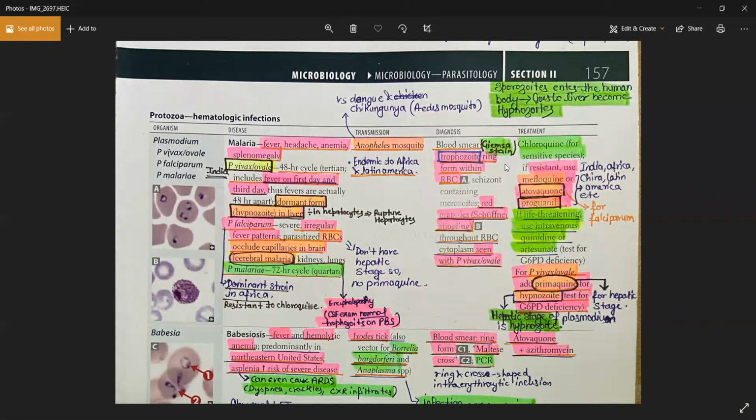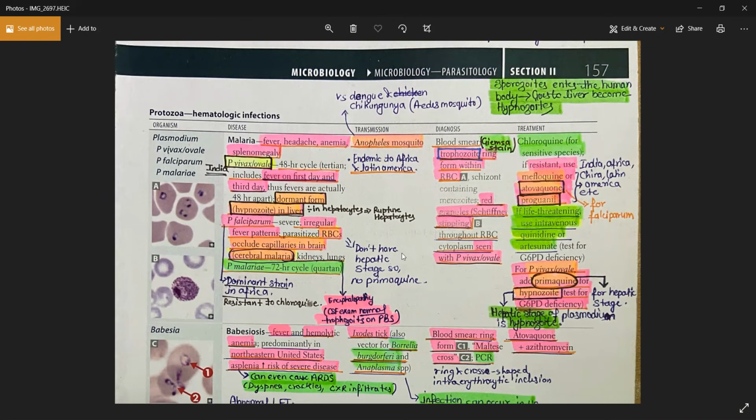Okay, so any doubt? No. Okay, so we will move to the Babesia.